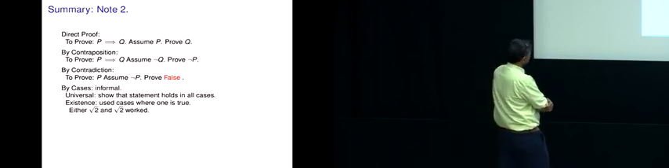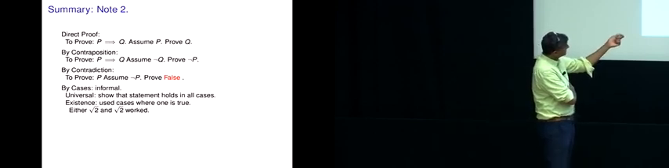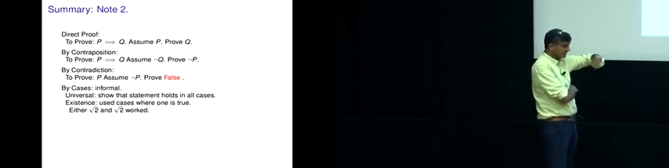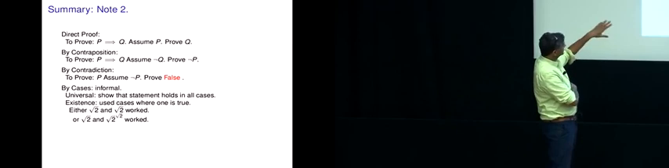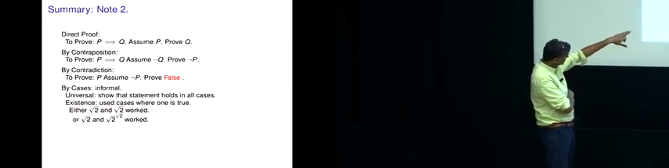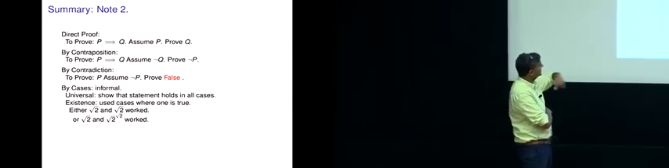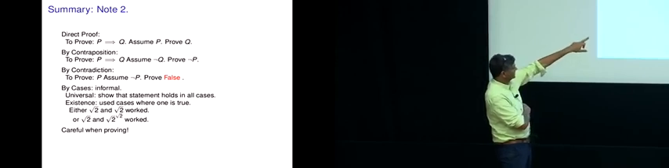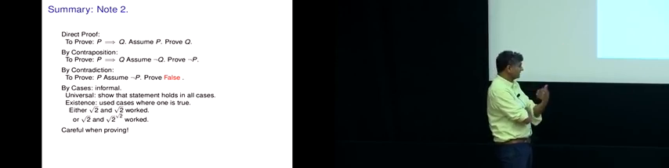The cases are either root 2 and root 2 are rational, and the root 2 to the root 2 is rational, or root 2 and root 2 to the root 2 is irrational, and we know that root 2 to the root 2 to the root 2 is rational, is 2.